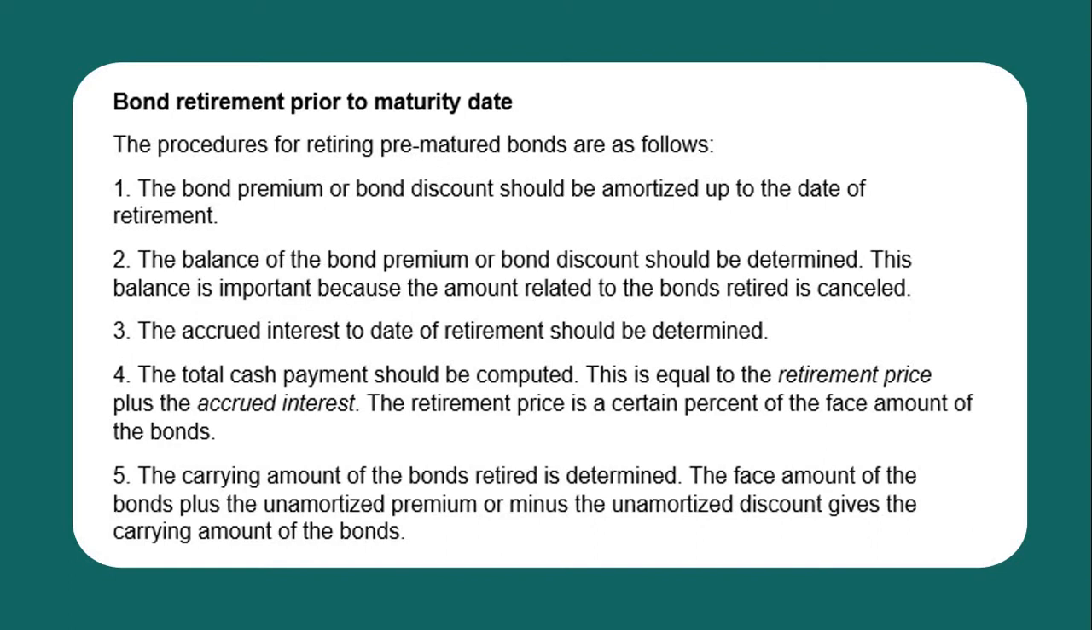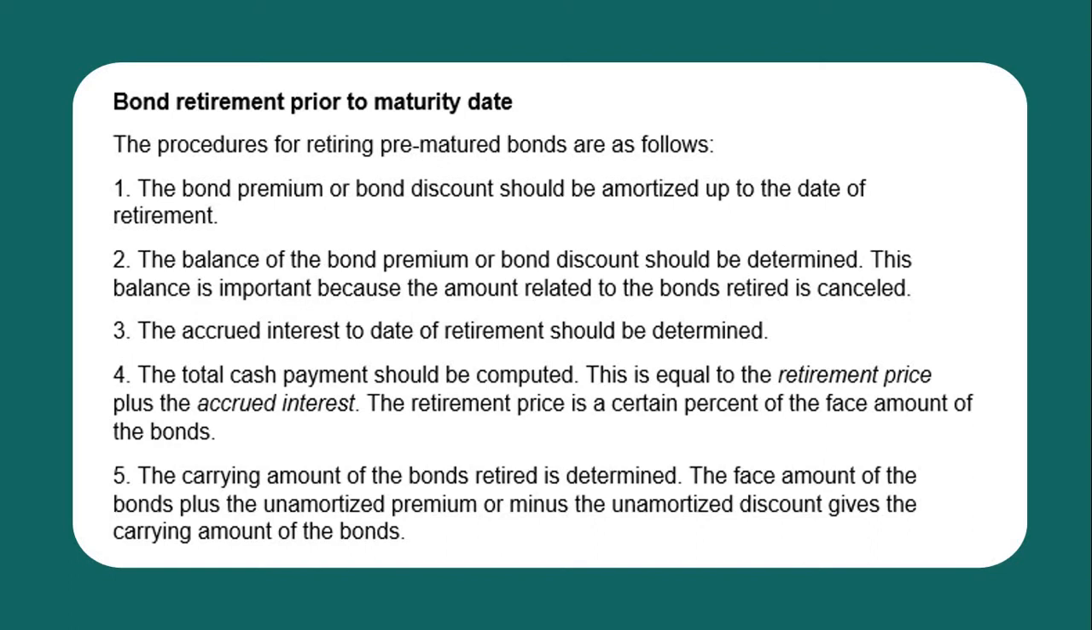Okay? So, ang pangitaon na to ani, using the balance of the bond premium or discount is the carrying amount of the bonds retired. Ang carrying amount sa bonds retired, that is face amount less the balance of the bond discount or add the balance of the bond premium.